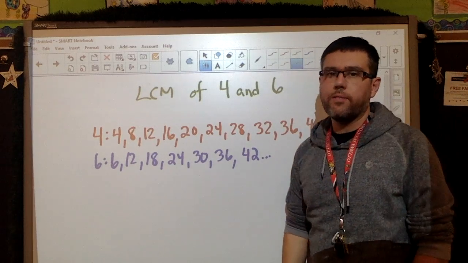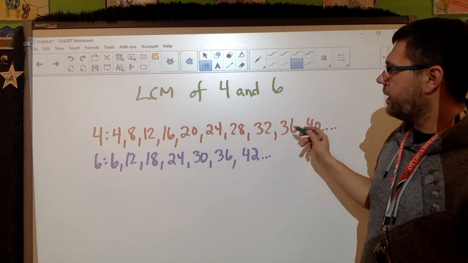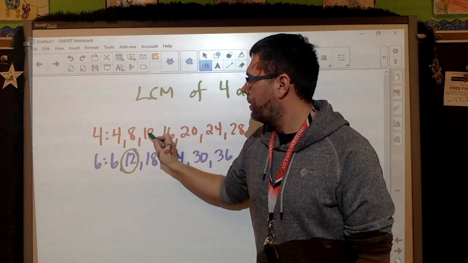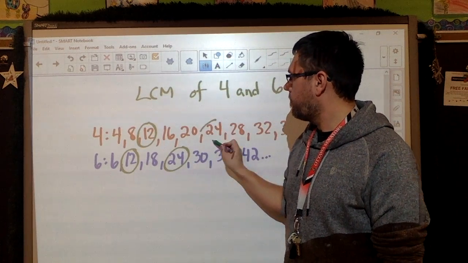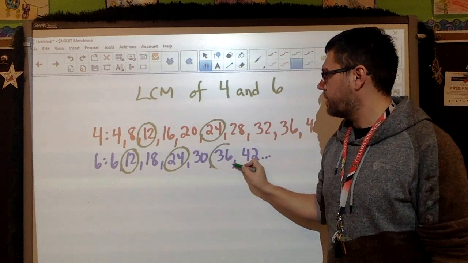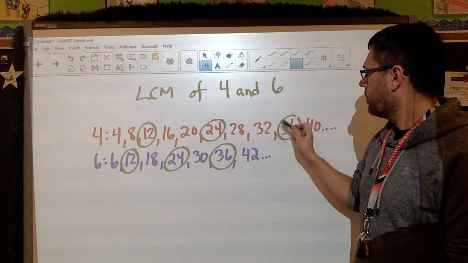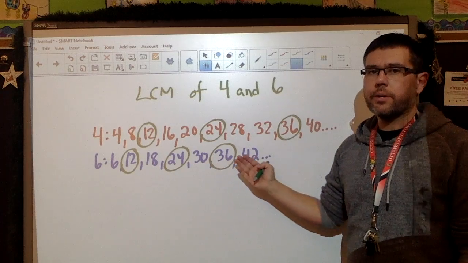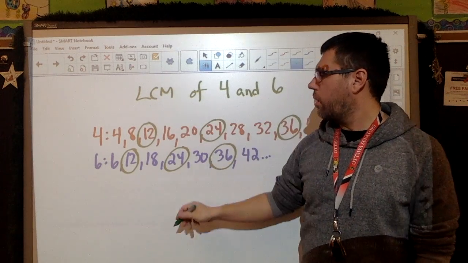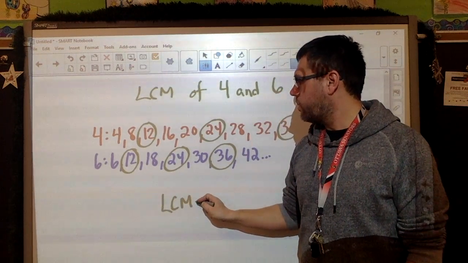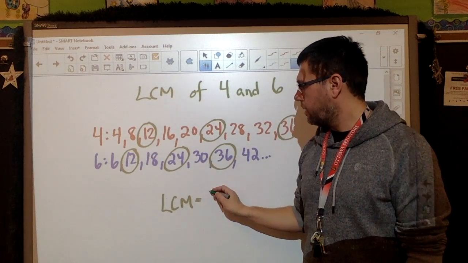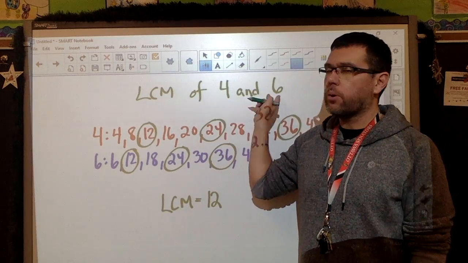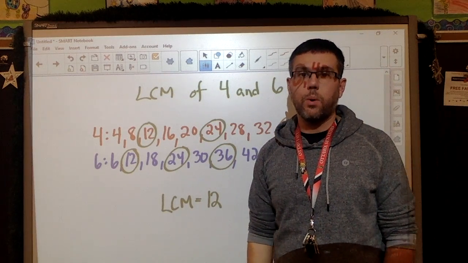And if I look at all of the numbers they have in common, I can see they have the number 12 in common, they have the number 24 in common, they have the number 36 in common. Okay, so they have several numbers that are in common, but the lowest out of all of them, the lowest common multiple is 12. That's the first number that they will match up at. Okay, so the lowest common multiple for 4 and 6 also happens to be 12.